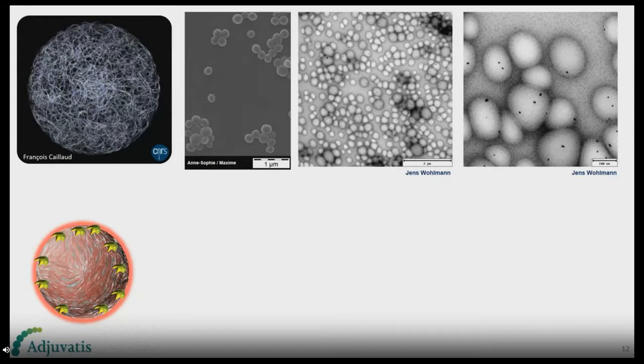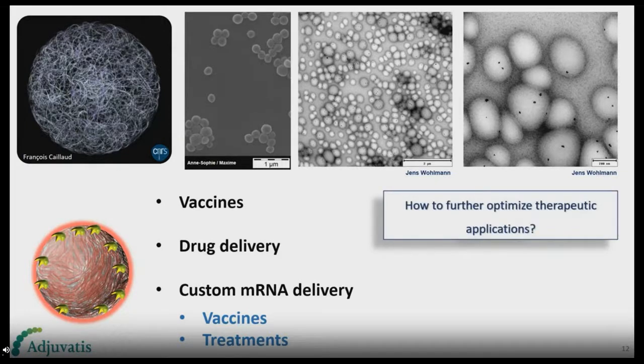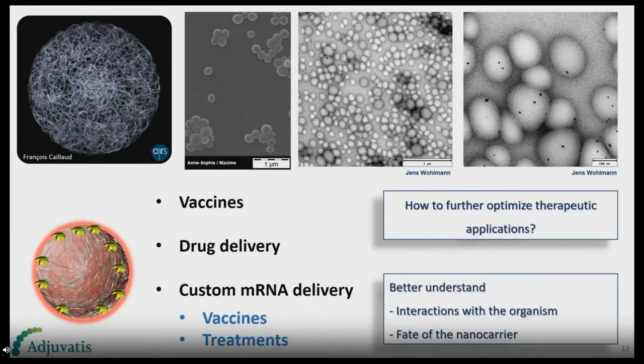So they use these nanoparticles for different therapeutic applications, from vaccines, mucosal vaccines, drug delivery, and in recent years they have been very good at making custom mRNA delivery, so they are now doing vaccines and other kinds of treatments with it. The question when I came in was: okay, it works on the therapeutic level, but how can we further optimize the therapeutic applications? One way to do it is to try to better understand the interactions of the nanoparticle, just the carrier, with the organism, and its fate.